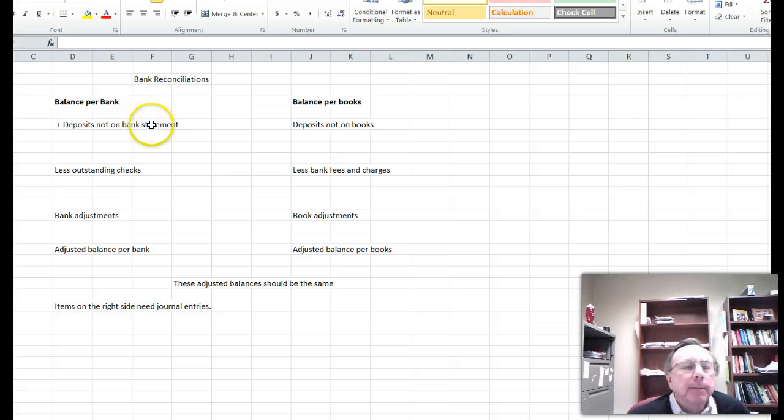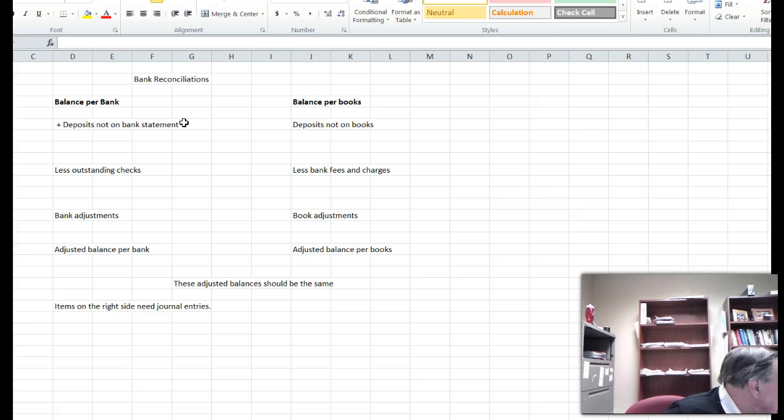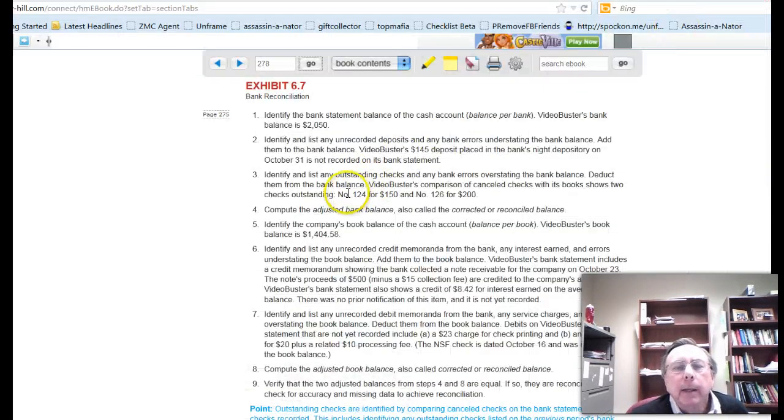Okay, bank recs. We're going to keep a list of two running totals: balance per bank on the left, balance per books on the right. The bank statement's going to go up here on the left-hand side. I think that's what that said. Let me just check. I'm looking at a different problem here. I must be in another one. Wow. Well, let's try the one that they gave us and see what happens. So it says, Exhibit 6.7. Yeah, well, wrong page. That's all right.